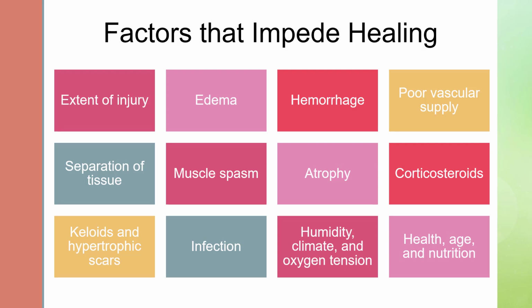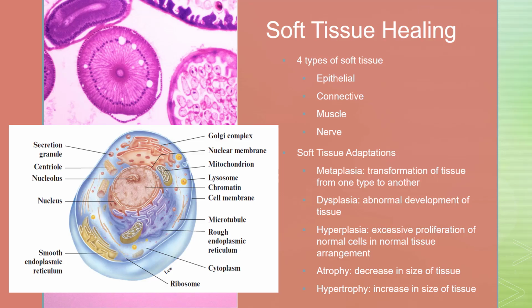Some factors that may impede healing: the extent of injury, edema, hemorrhage, poor vascular supply, the separation of tissues, muscle spasms, atrophy, the use of corticosteroids, keloids and hypertrophic scars, infections, humidity, climate, and oxygen tension, and the health, age, and nutrition status of the patient.